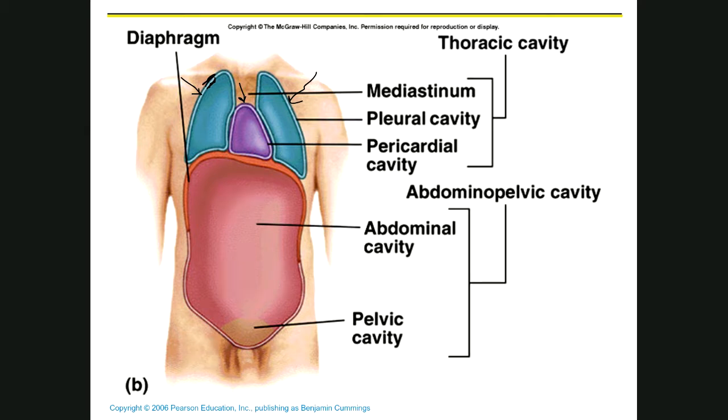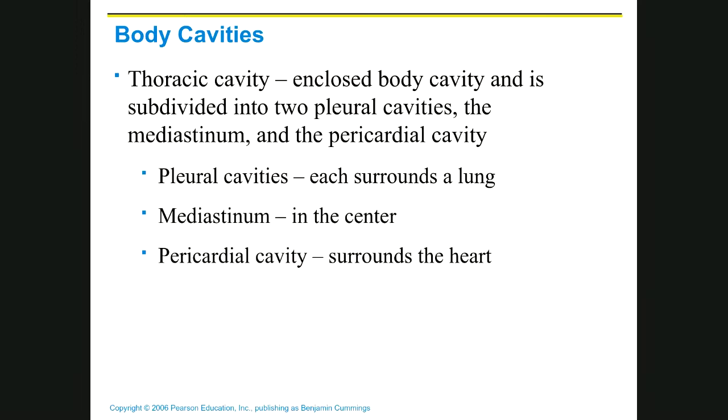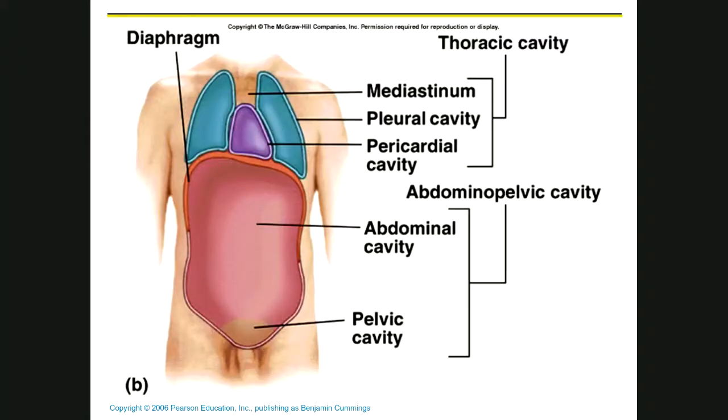Well, there's a cavity that surrounds each lung. Those are called the pleural cavities. So these are the pleural cavities. There's one here and one here. They're not connected to each other. They're separate from each other.